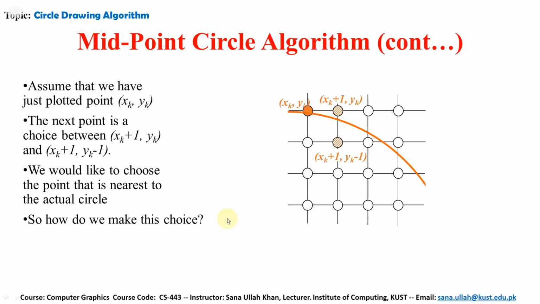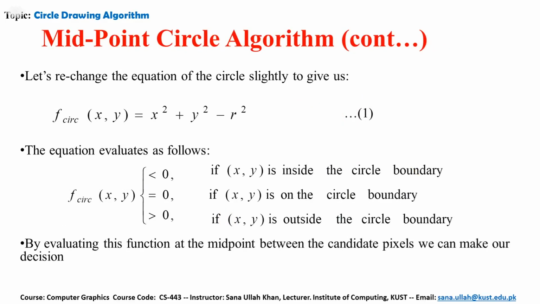So how do we make this choice? How can we find that this point is nearest to the circle? This is the main problem. So let's rewrite the equation of the circle slightly, to give us, let's suppose, f_circle(x, y), a function of x and y. So x squared plus y squared minus r squared, this is the actual equation.